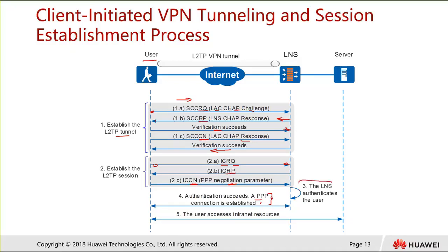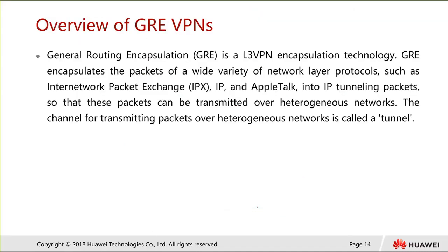Here you can see that the LNS authenticates the user. Once the PPP authentication has been accomplished, they will negotiate the IP address. So we call this sending the IPCP control packet, right? After that, once the user has the IP address, the user can now access the intranet resources. Okay, so this is the process. Alright, so that is L2TP.